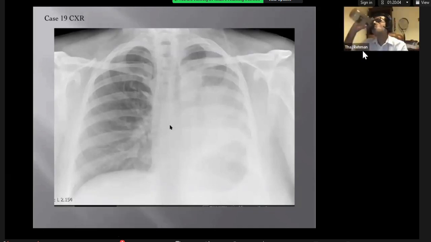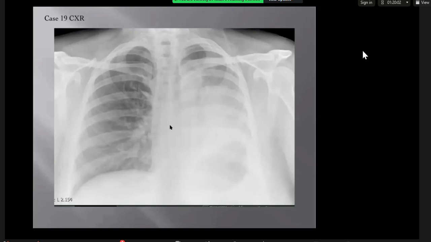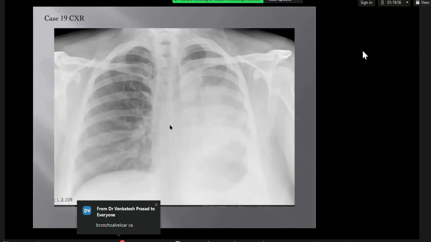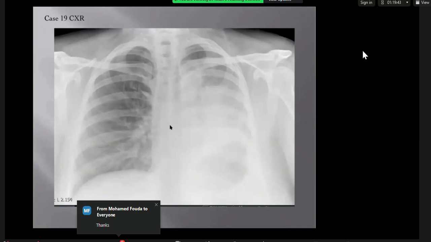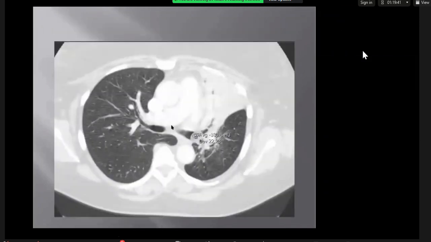So what's happening? There's a collapse going on in the predominantly left lower lobe and probably the lingula as well. There's also, I think, the AP window is obscured, whether it's because of the mass sitting there or because there's some lymphadenopathy or collapse. Yeah. So what do you do next? So probably CT scan is the next step. Yeah, I'll give you CT.